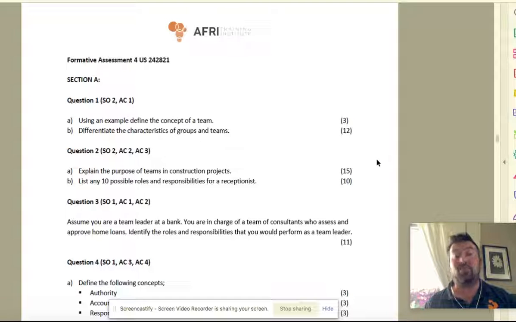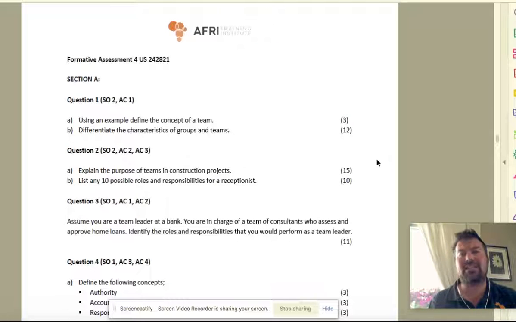using an example, define the concept of a team. So what is a team? Okay, and what is a team in your industry? What is a team in your reality? So why do we have teams? And then explain to me what a team looks like in your specific reality. So that's using an example, define the concept of a team.